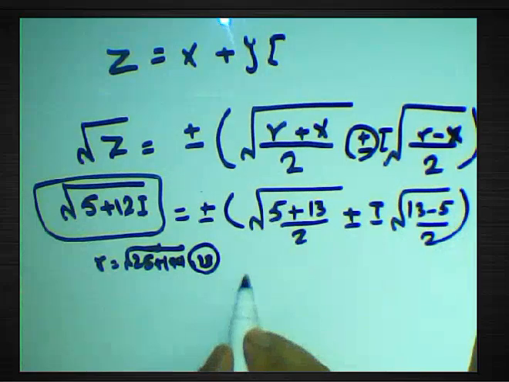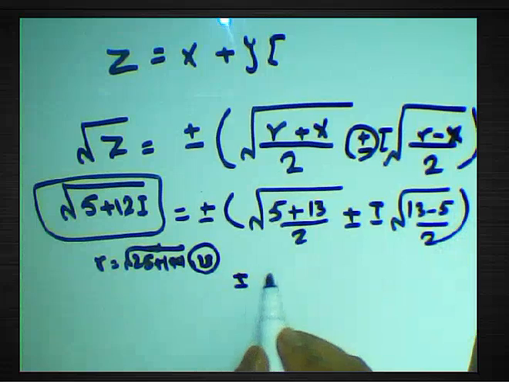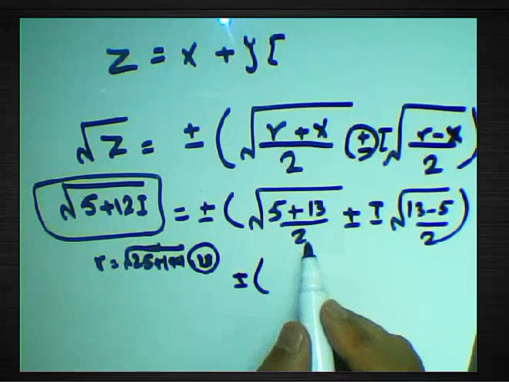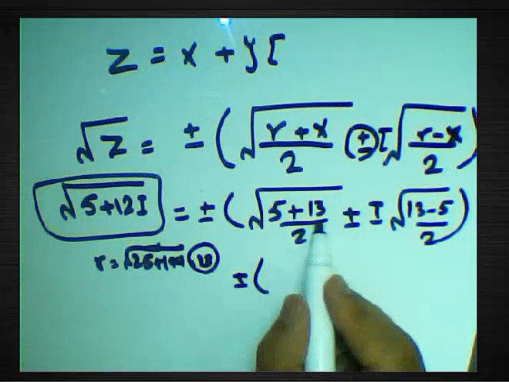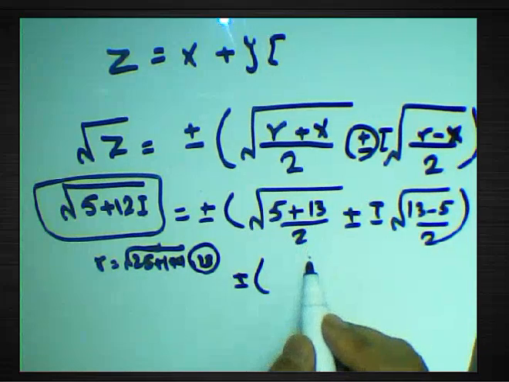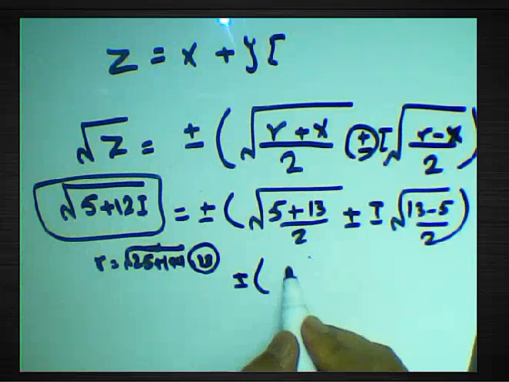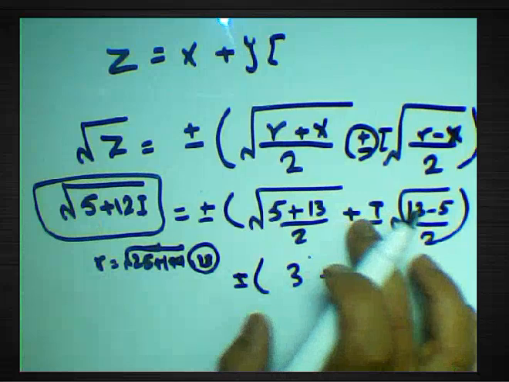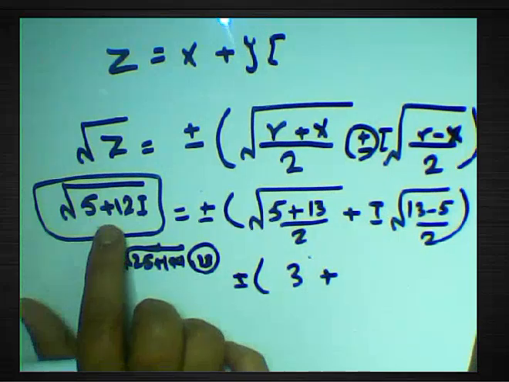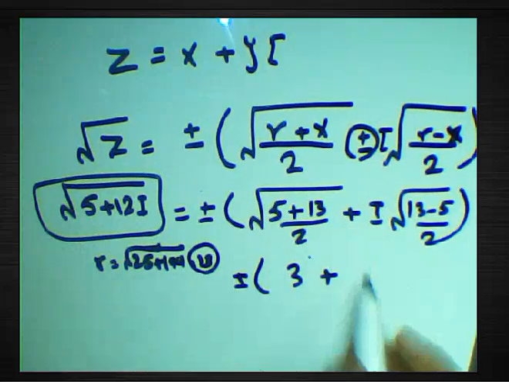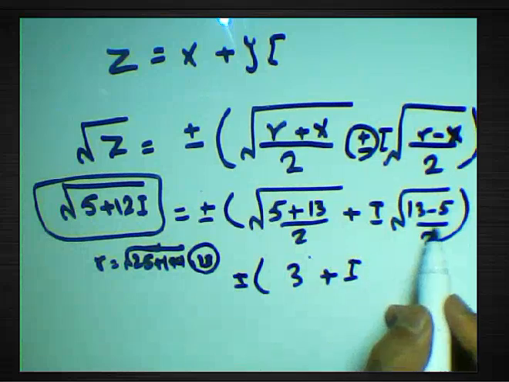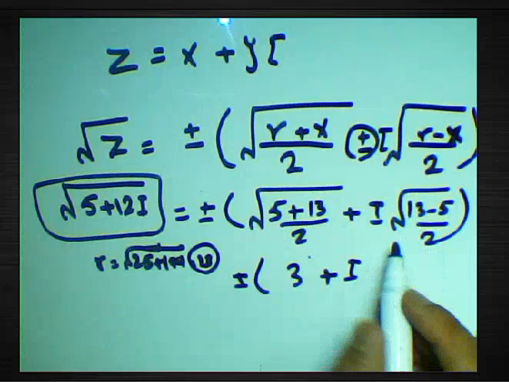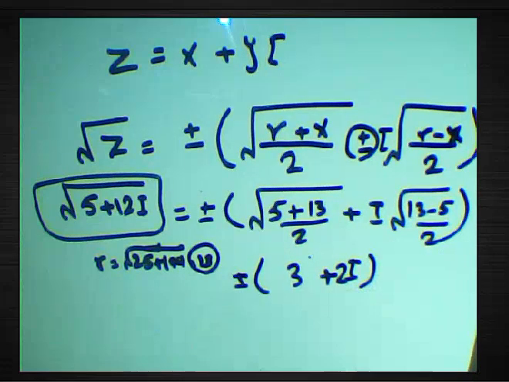over 2. The result will be positive or negative. 5 plus 13 equal 18, divided by 2 equal 9, square root of 9 equal 3, positive here. If this sign is negative, it will be negative, okay? And write i on the side. 13 minus 5 equal 8, 8 divided by 2 equal 4, square root of 4 equal 2. The result will be 3 plus 2i.